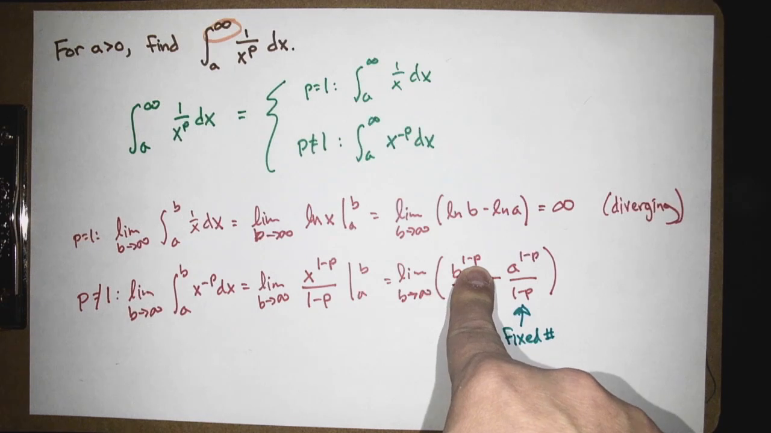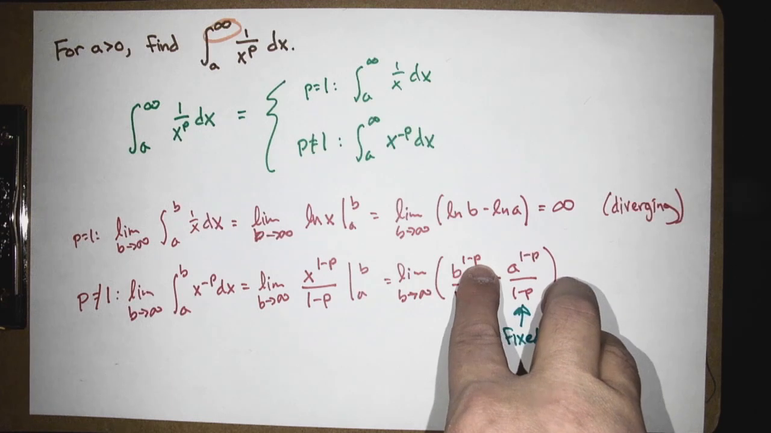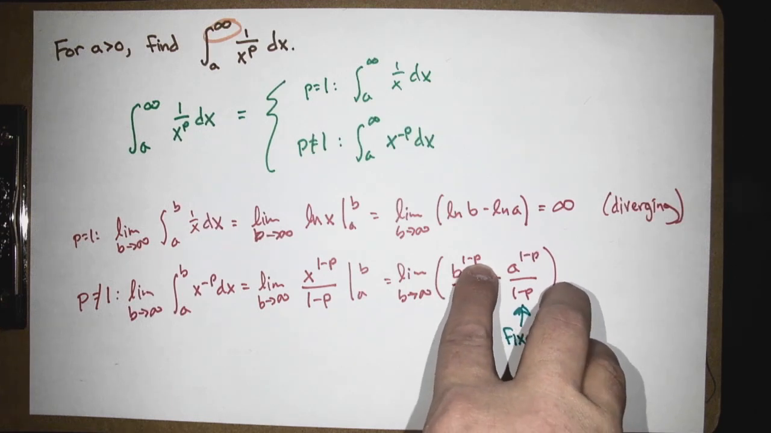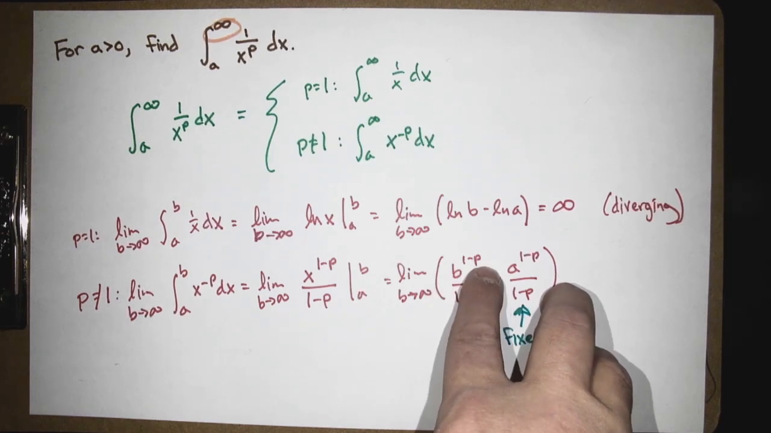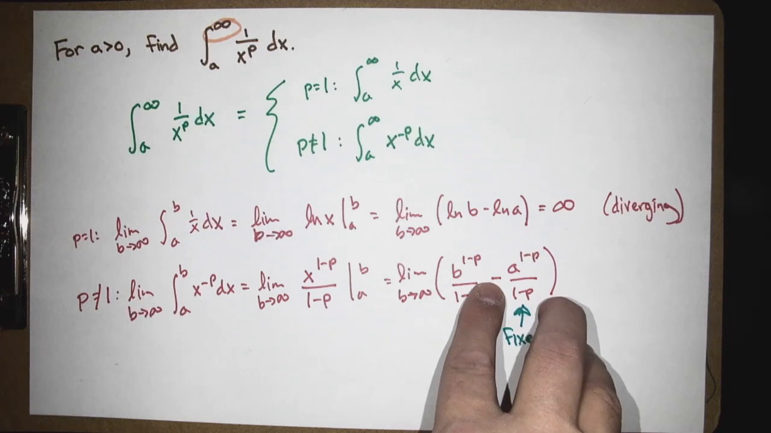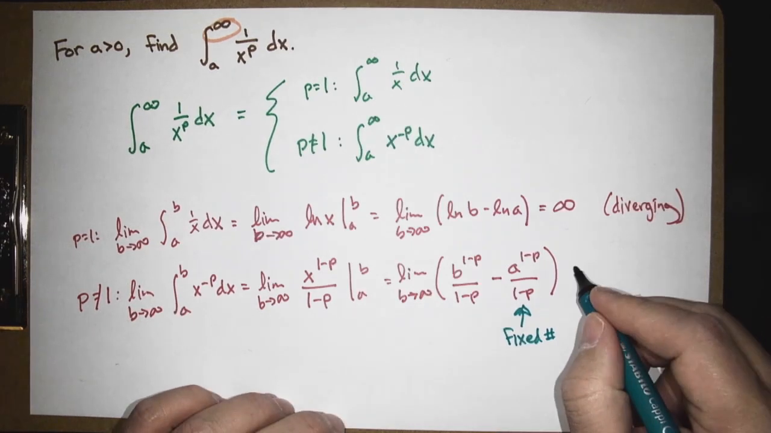If this number upstairs is positive, what's going to happen? Big number to a positive exponent means what? We're getting big. What if the thing upstairs is negative? Big number to a negative exponent. What does that tell you? We're getting small. Because negative exponent means you have something big downstairs. So this actually breaks into two cases.